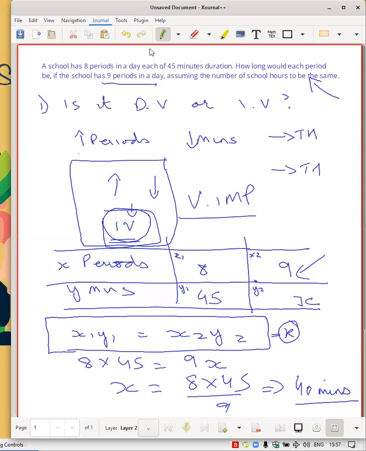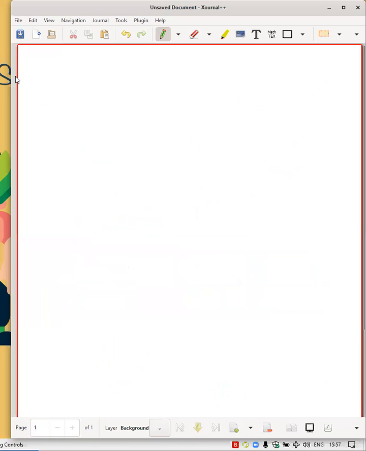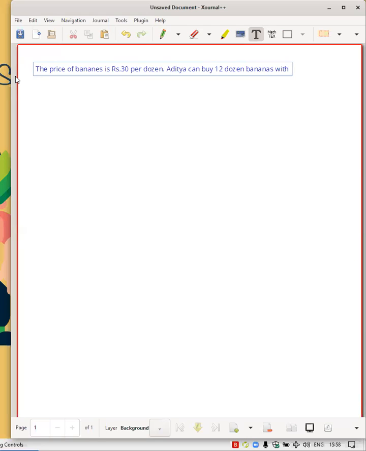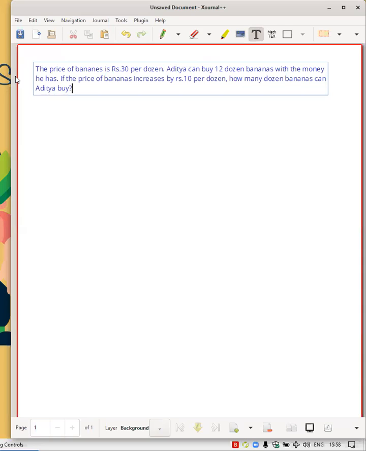Do another problem quickly. Use the same philosophy and the same method to solve this one now. I will give you only 3 minutes to solve. The price of bananas is 30 rupees per dozen. Aditya can buy 12 dozen bananas with the money he has. If the price of bananas increases by 10 rupees per dozen, how many dozen bananas can Aditya buy?